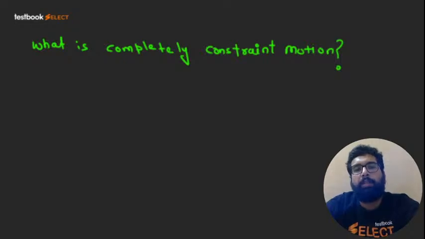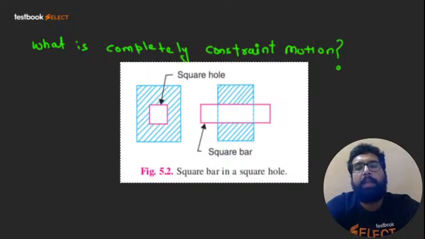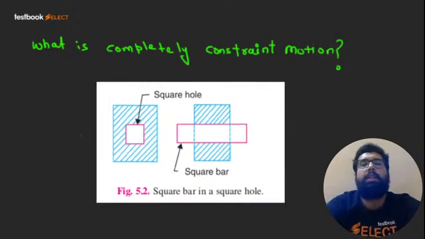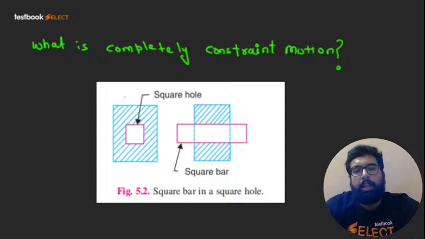So what is completely constrained motion? My dear, listen to me. Completely constrained motion is the one in which the motion between the links is constrained by itself.